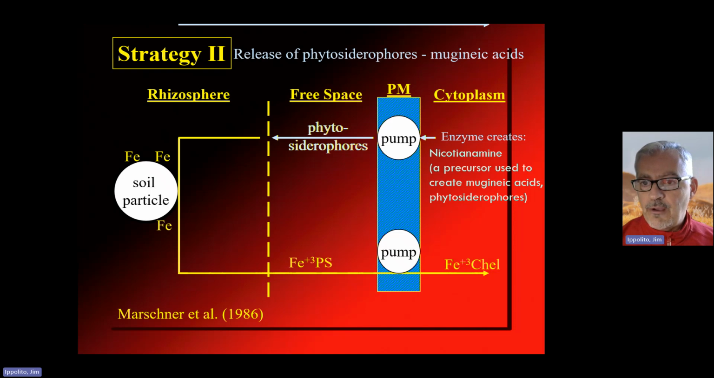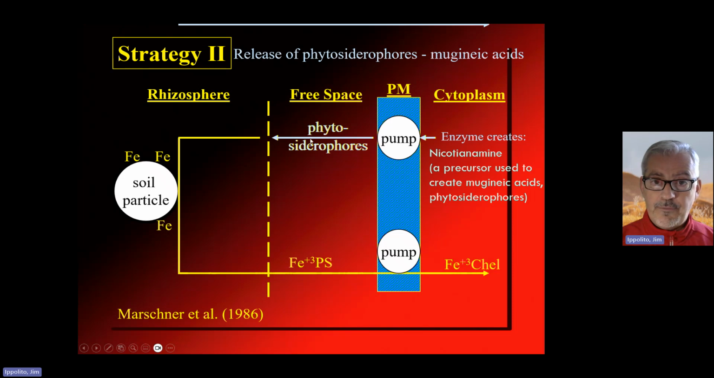Within the cytoplasm itself, there are enzymes that create the phytosiderophore, all right? Nicotianamine is a precursor for mugenic acids or phytosiderophores. And maybe a simpler way of thinking of this is that within the cytoplasm, there's a phytosiderophore that's created when an iron deficiency is perceived. And there's an actual pumping mechanism to pump this compound, this phytosiderophore, across the plasma membrane.